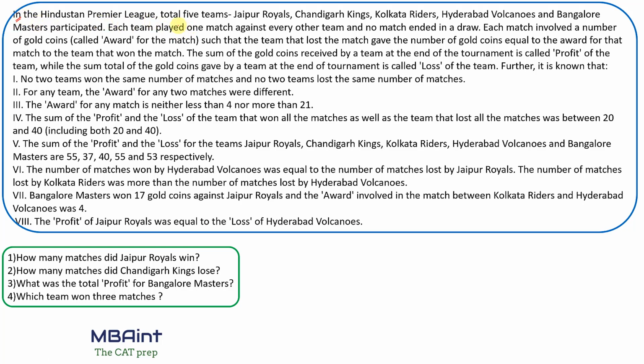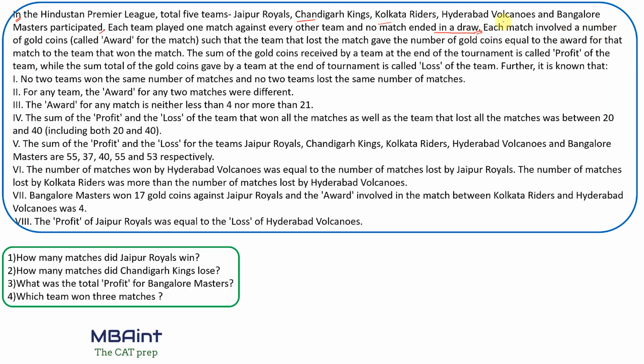In a Hindustan Premier League, a total of 5 teams: Jaipur Royals, Chandigarh, Kolkata, Hyderabad, Bangalore participated. Each team played one match against each other team and no match ended in a draw. So how many matches would have been played altogether? 5 teams and each team plays against each other just once. So 5C2, that equals 10 matches.